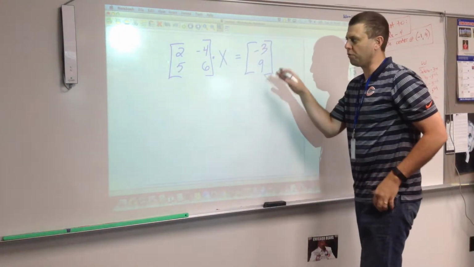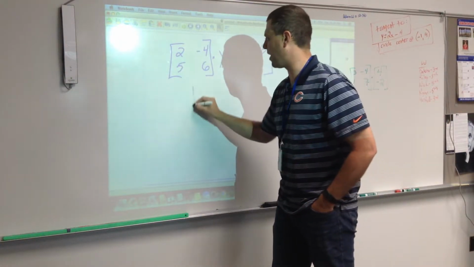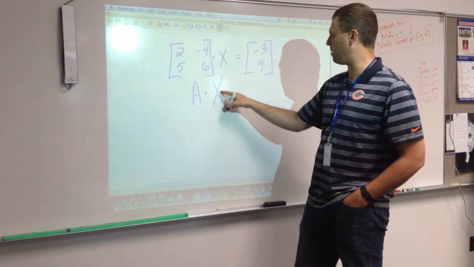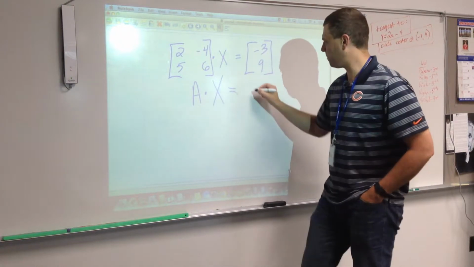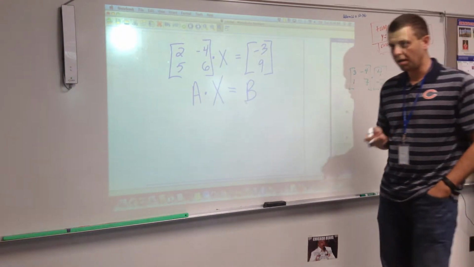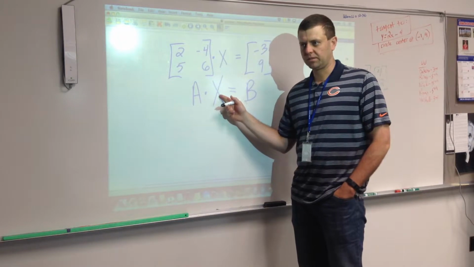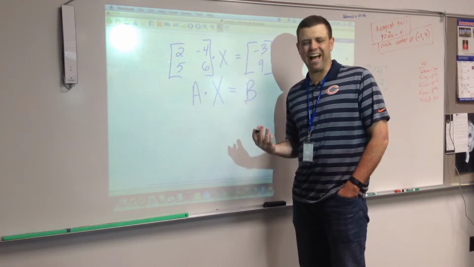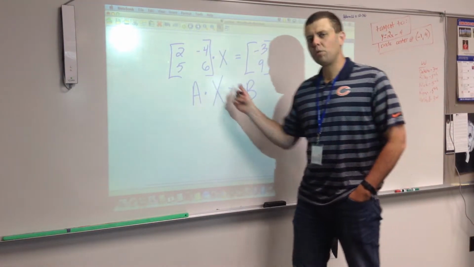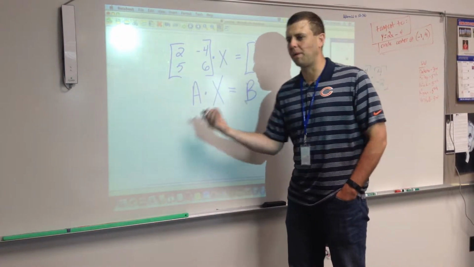So let me go through the rationale of what we'll do to find this out. I'm going to call this matrix here matrix A. Matrix A is being multiplied by matrix X, and that will equal, I'll call this one, matrix B. If you have to solve for matrix X, and it's not possible to divide by matrices, what would you have to do to both sides of the equal sign to get matrix X by itself?